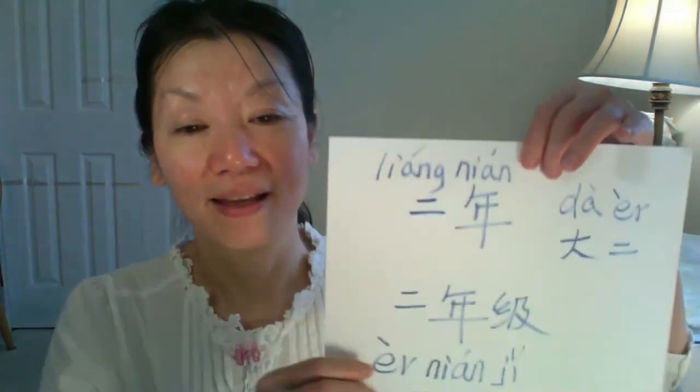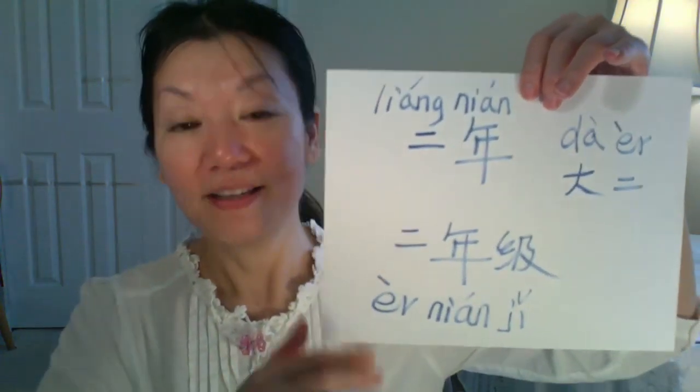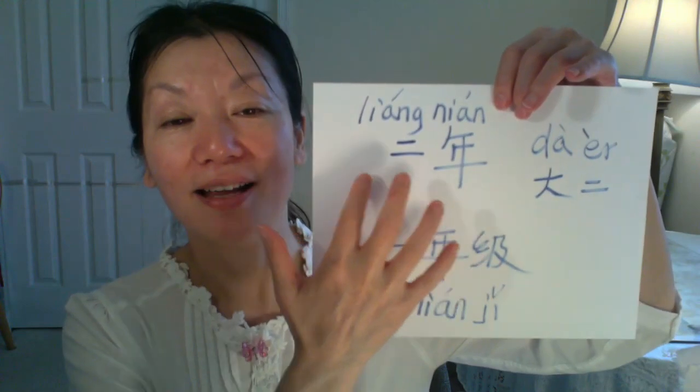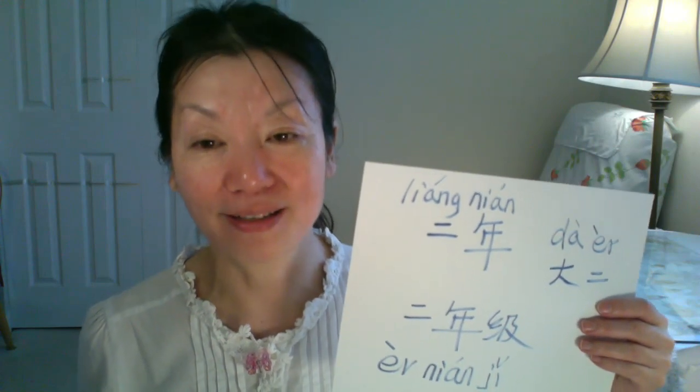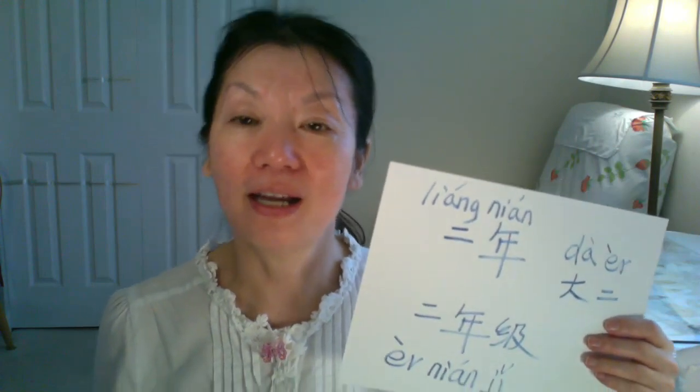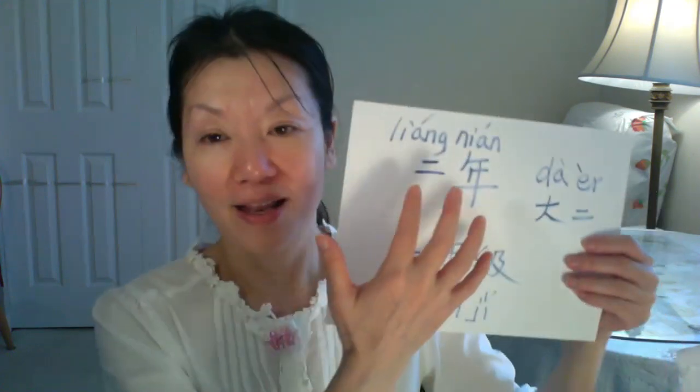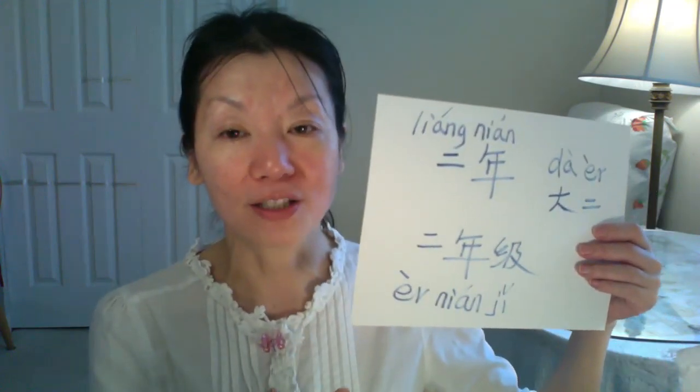Okay. Let's figure out the special pronouns, the number two. 两年 means 2 years. 一年, 两年, 2 years. 两年 is 2 years.